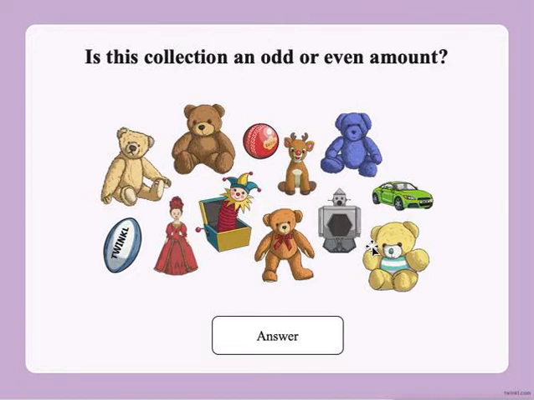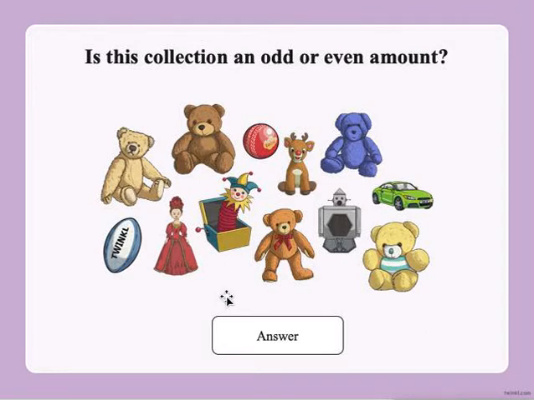So first thing we need to do is count how many are in the set. So let's get going. 1, 2, 3, 4, 5, 6, 7, 8, 9, 10, 11, 12. So there's 12 in the whole set, boys, okay? Can we divide 12 by 2? Yeah, we can. 12 divided by 2 would be 6.